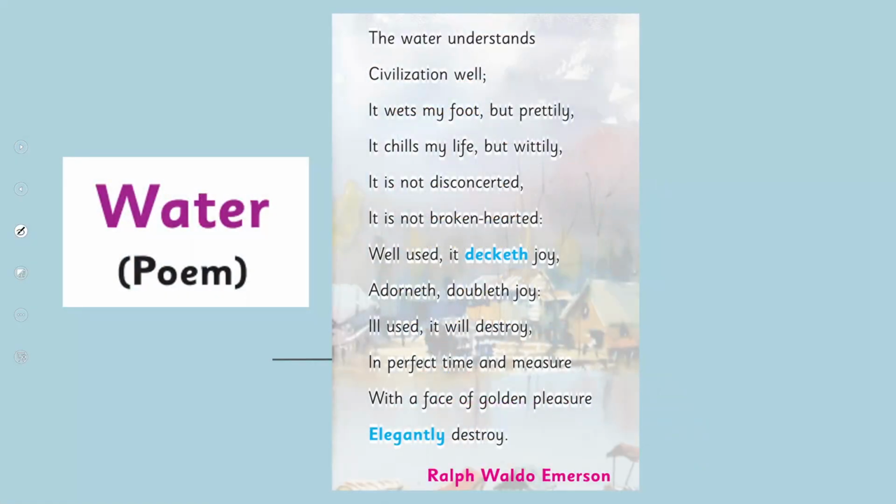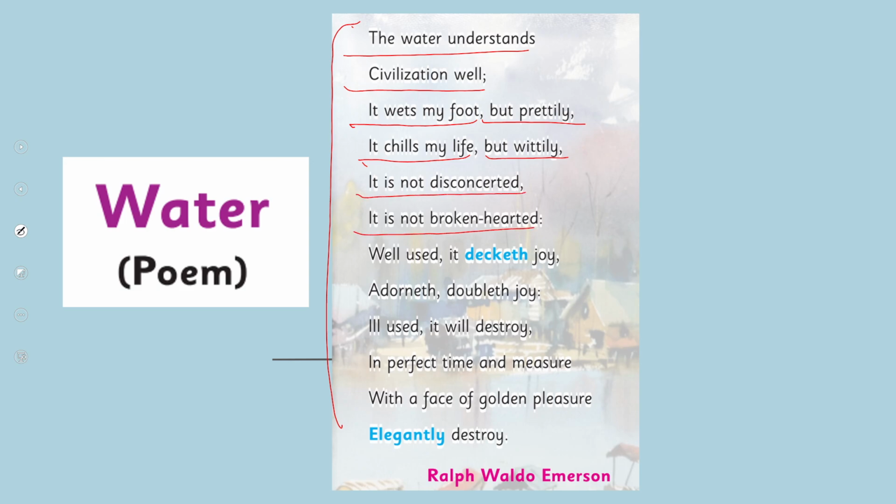The poem is titled Water, and it has this one stanza complete. The water understands civilization well. It wets my foot, but prettily. It chills my life, but wittily. It is not disconcerted. It is not broken-hearted. Well used, it decketh joy. Adorance doubles joy. And ill used, it will destroy. In perfect time and measure, with a face of golden pleasure. Elegantly destroy.